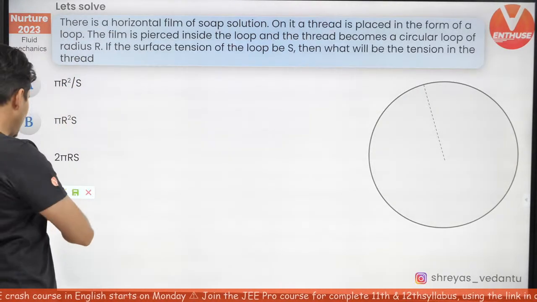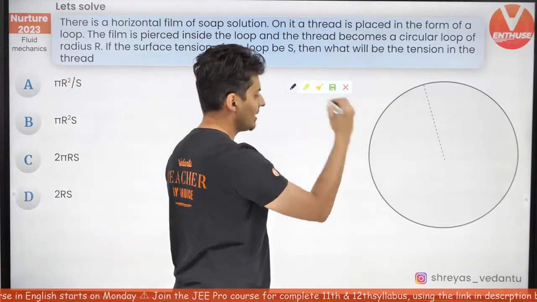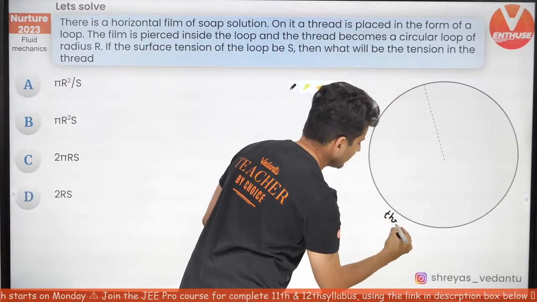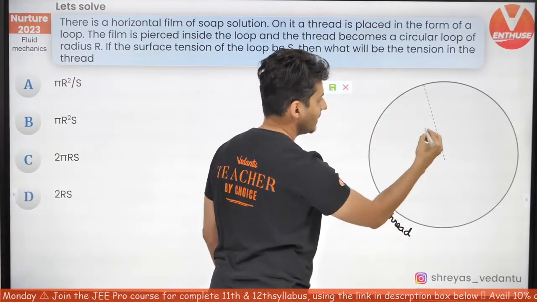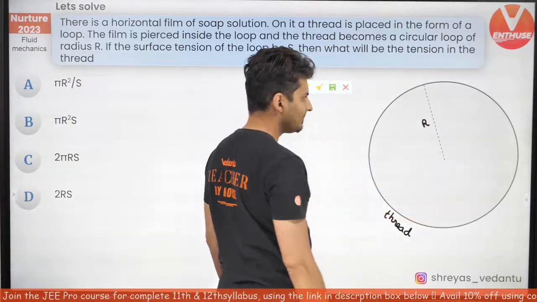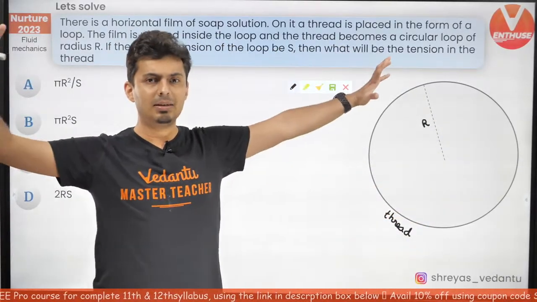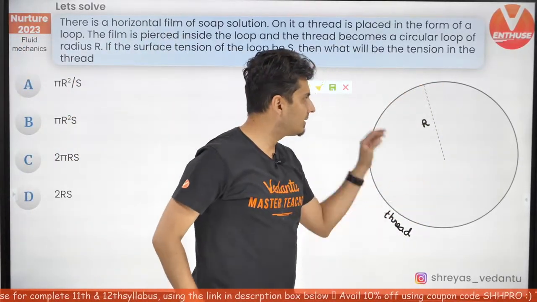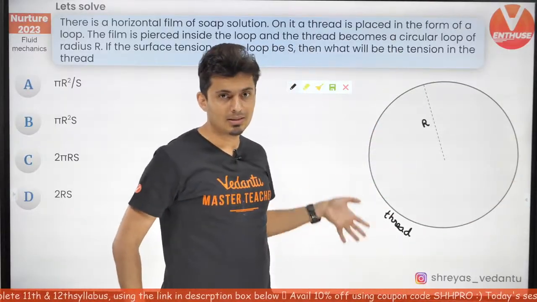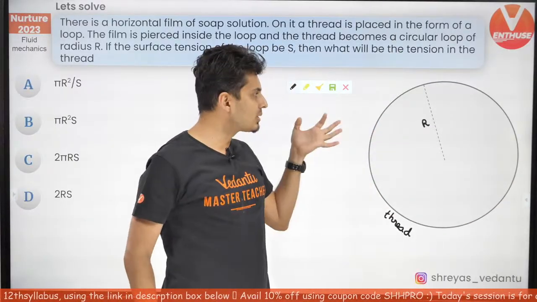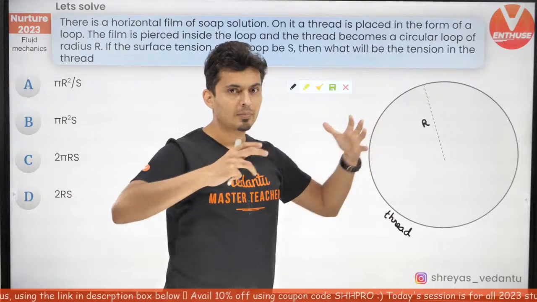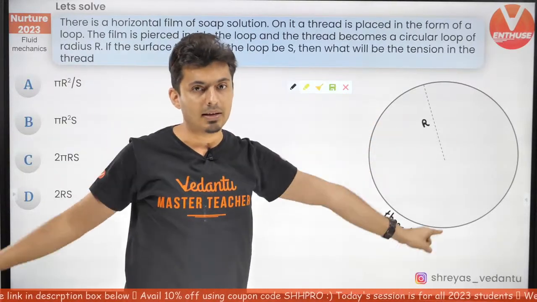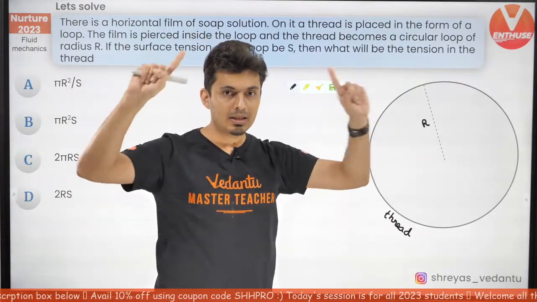So let's just imagine that this is the thread. Okay, this is the thread. This is of radius r and it has expanded. There is nothing inside. There is only liquid outside of this. Okay, there is liquid only outside of this. It has expanded. There will be tension everywhere. Correct? There will be tension everywhere.